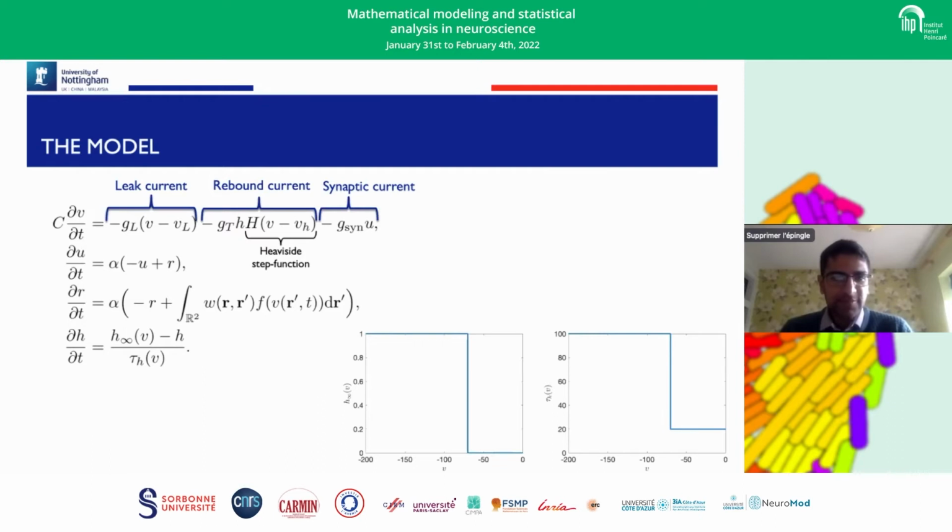There are 3 currents, and all of the sigmoidal activation functions and the firing rate function are taken to be piecewise linear, so piecewise constant. So these are Heaviside type functions.